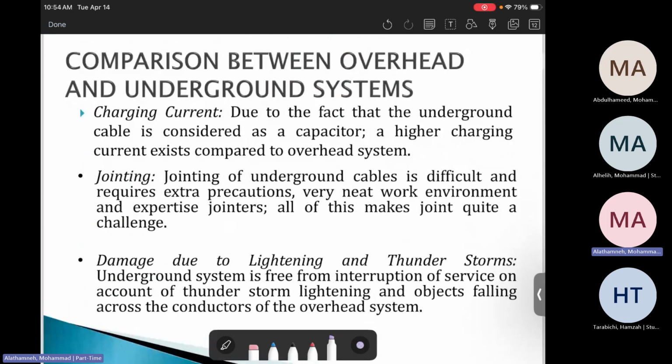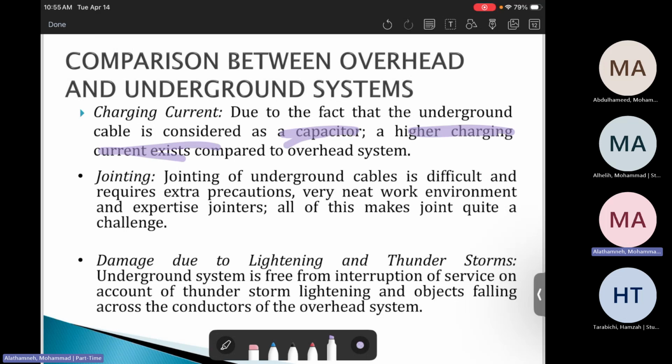Charging currents: since the underground cable is actually a capacitor, it has high charging currents. There are high startup currents, which will absorb a lot of voltage and a lot of electric field inside it, so it will take a lot of energy. Then if we need to do maintenance, we need to discharge it. So it will take much higher charging currents compared with the overhead system.